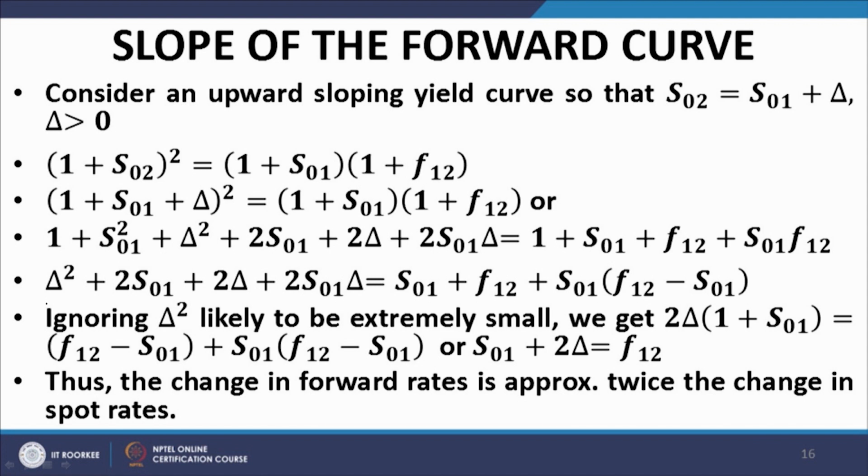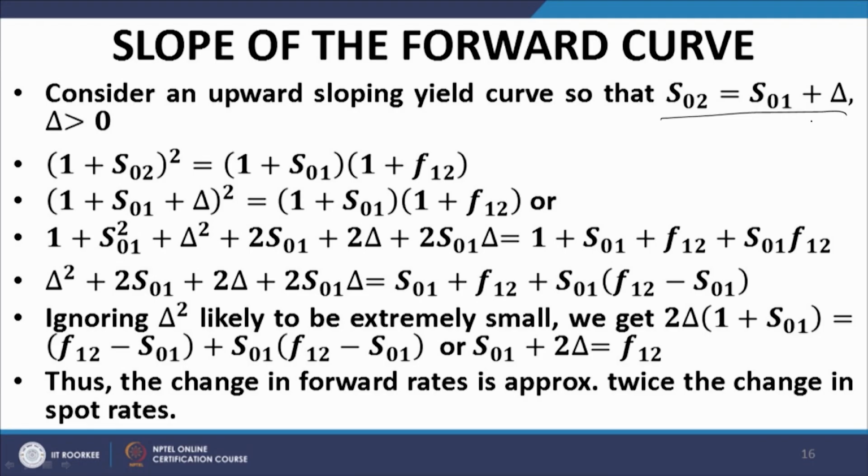The slope of the forward curve, this is very interesting. If you work out the slope of the forward curve, using simple algebra and retaining terms up to first order, what we find is that the change in forward rates is approximately twice the change in spot rates. If you have an upward sloping yield curve, for example, what does that mean? That means S02 is equal to S01 plus delta, where delta is positive. The interest rates are increasing with maturity, that is, we have an upward sloping interest rate curve.